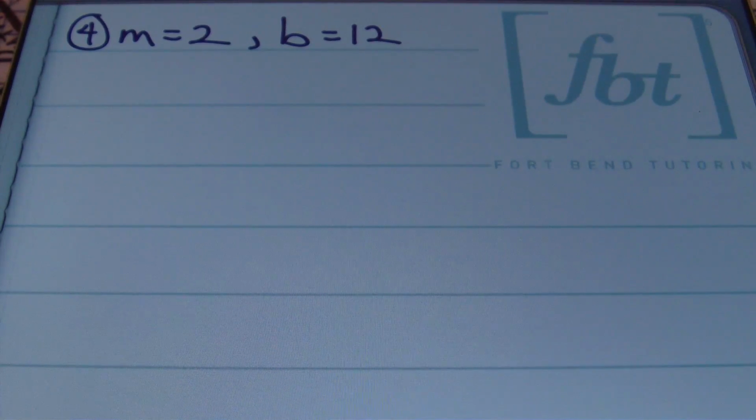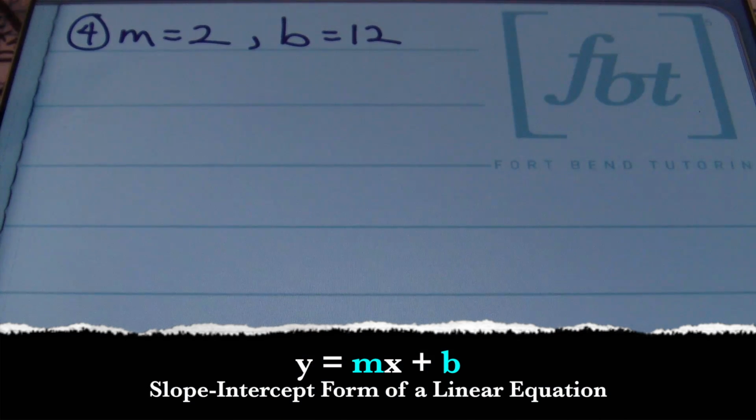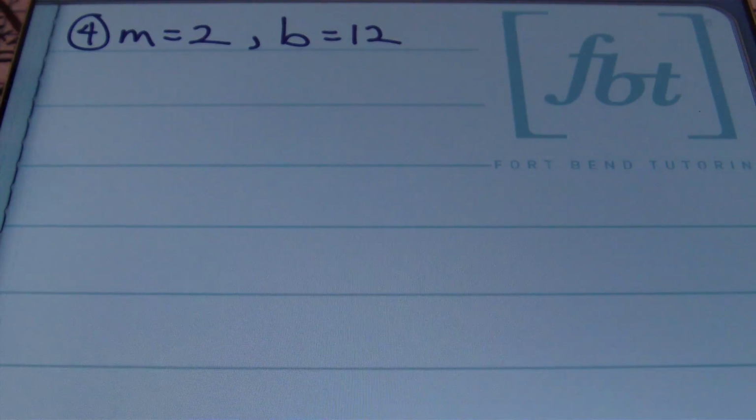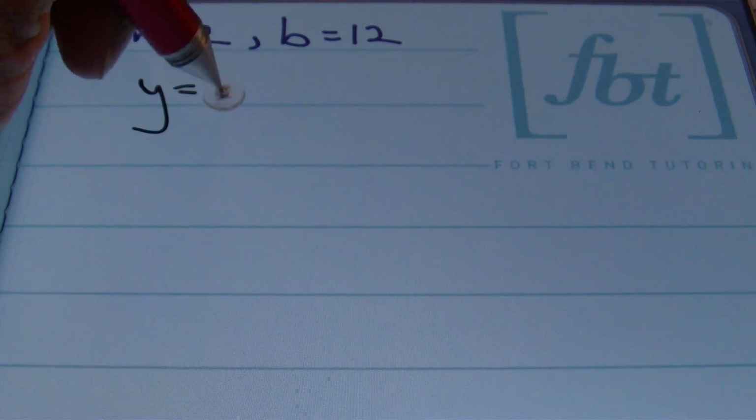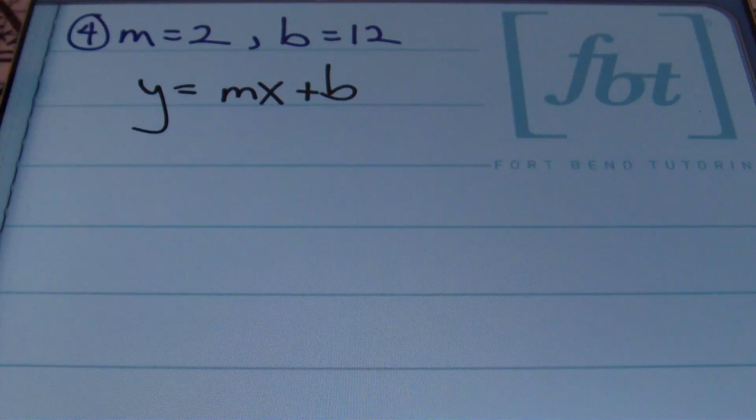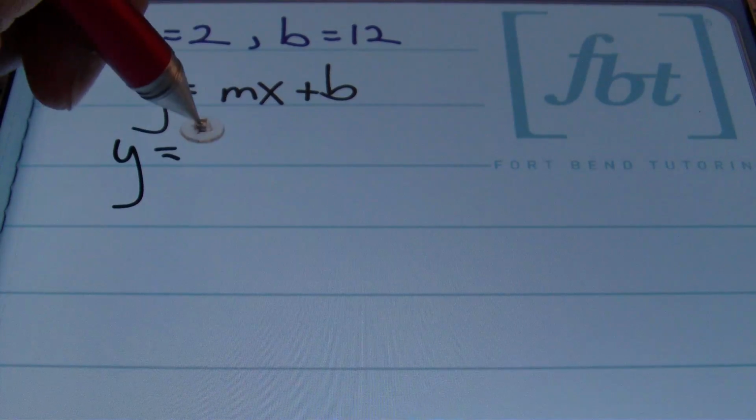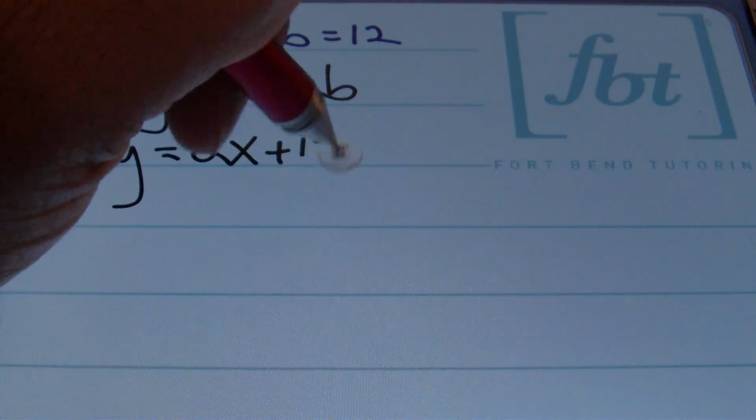In problem number 4, we're given two values: m equals 2 and b equals 12. You should know from slope-intercept form that the m represents the slope, whereas the b represents the y-intercept. So I'm going to use that form to come up with the initial equation. I have y equals mx plus b. Then I replace the m with 2 and the b with 12, so I'll have y equals 2x plus 12.